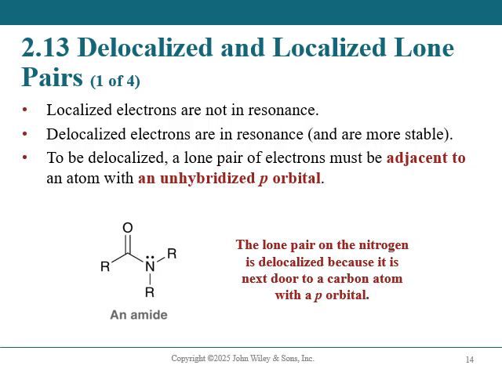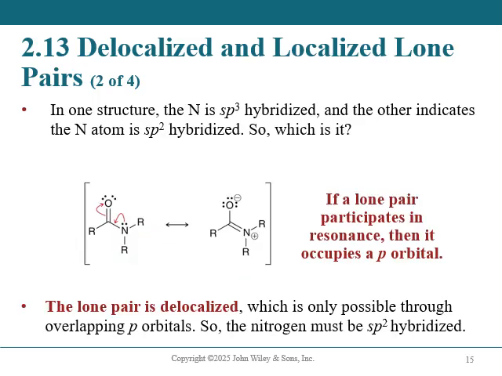To be delocalized, a lone pair of electrons must be adjacent to an atom with an unhybridized p orbital. The lone pair on the nitrogen here, for instance, is delocalized because it is next door to a carbon atom with a p orbital. This guy right here. In one of the structures, the nitrogen is sp3 hybridized, and in the other, it indicates that the nitrogen is sp2 hybridized. So which is it?